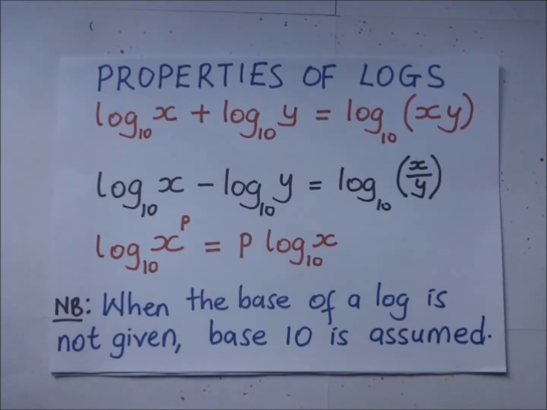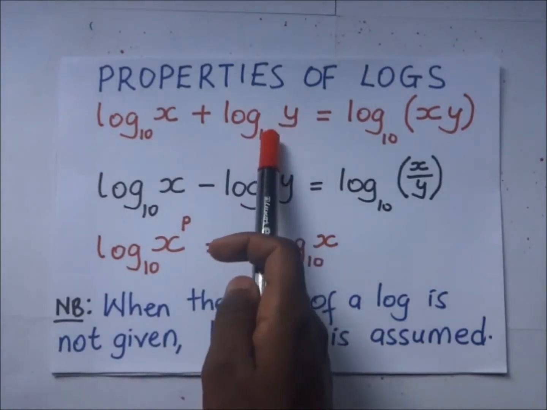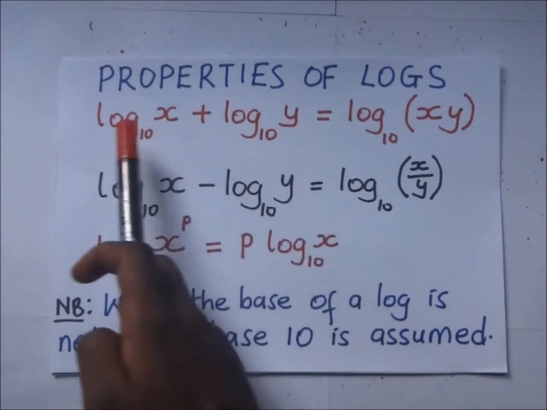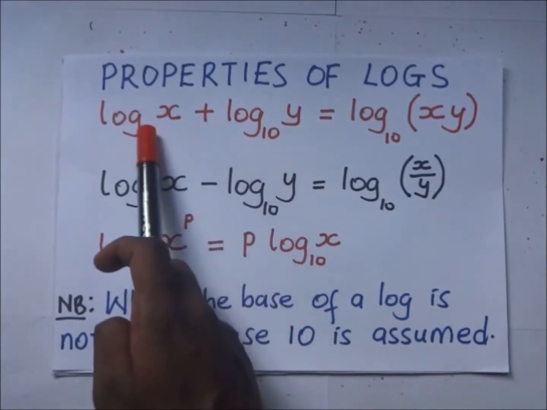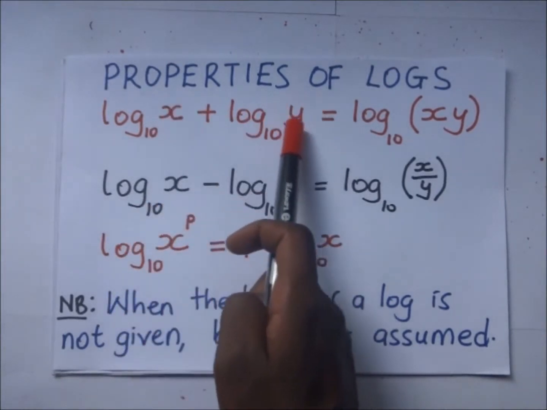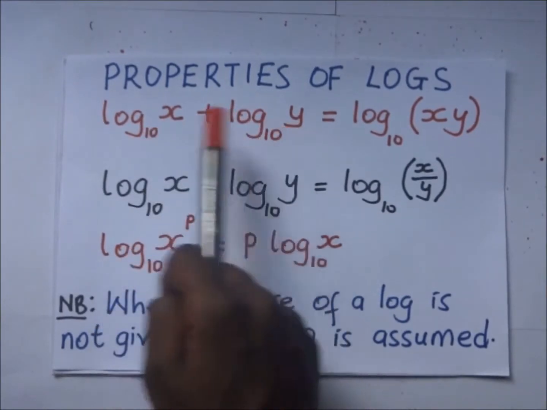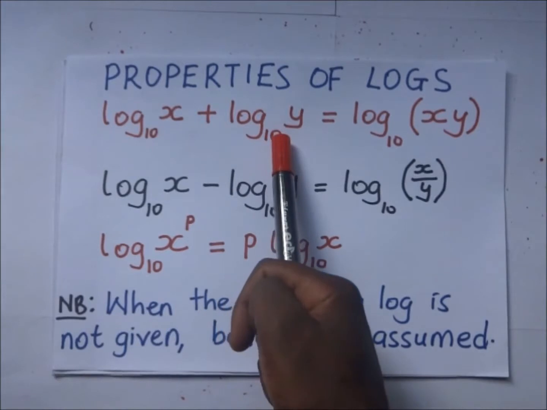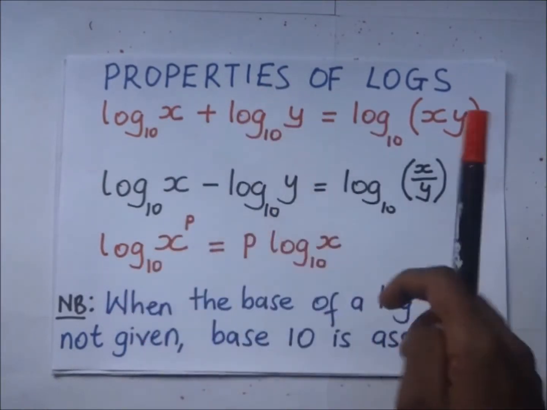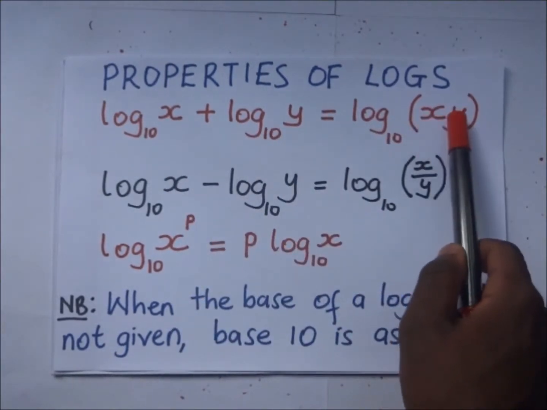When we're looking at the properties of logarithms, we are looking at how we add logarithms and subtract them. The first property is how we add logarithms: log x to base 10 plus log y to base 10. When we're adding two logarithms that have the same base, in this case base 10, you multiply the numbers. When the base is the same, you shall multiply x by y. When it's addition, you multiply. So it's going to be log base 10. You maintain the logarithm and its base, and then you multiply the numbers.